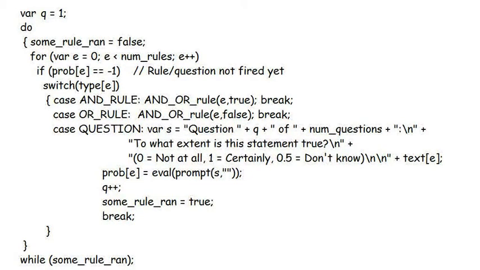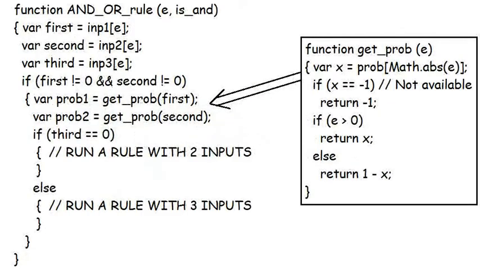The statement is presented on the screen, and the user is asked to what extent he agrees with it, by entering a number from 0, no, it's completely wrong, to 1, yes, certainly, with 0.5 in the middle meaning equally likely yes or no. Both AND rules and OR rules are handled by the same function, as the code is very similar for both, so a single parameter, isAnd, distinguishes between the two.